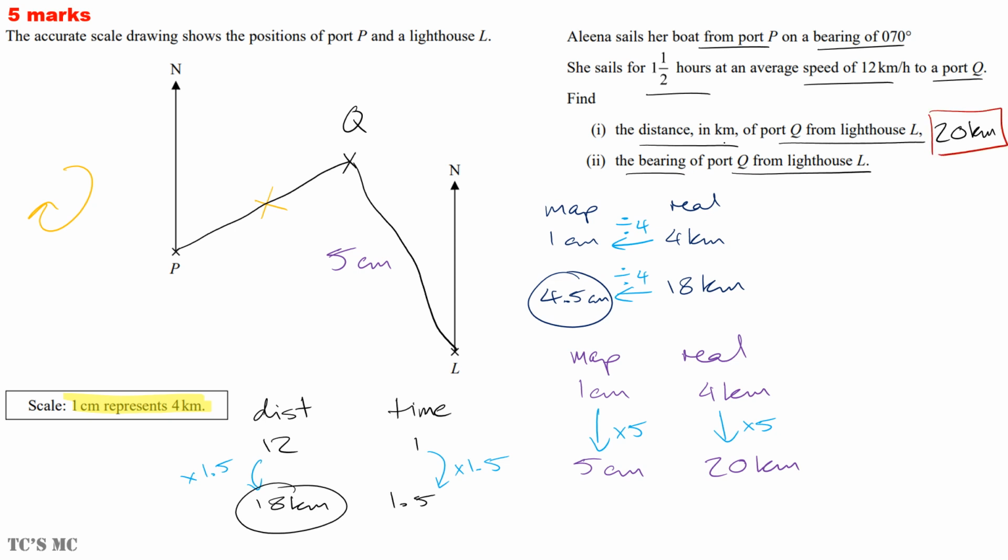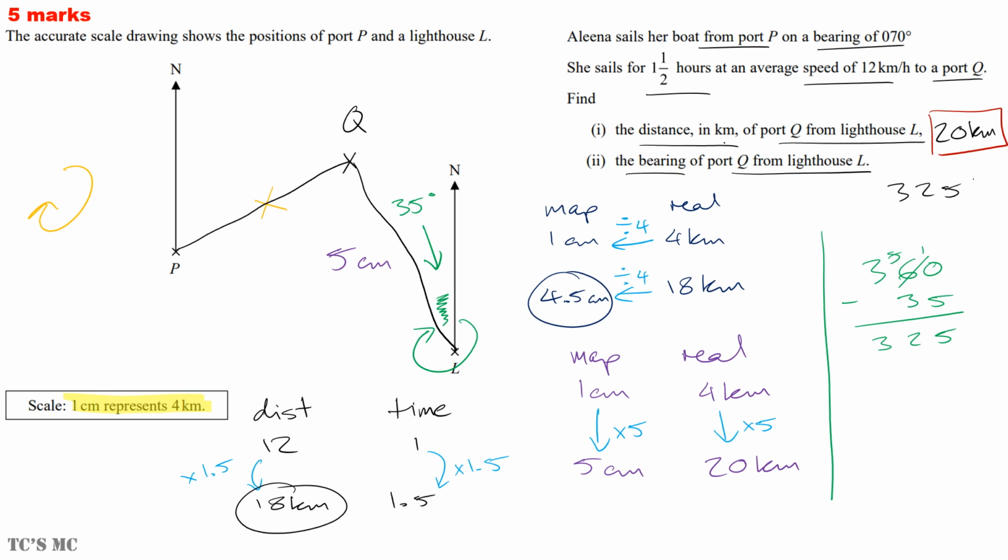For the bearing, remember, bearings are always measured clockwise from north. However, in this instance, I don't have a protractor that can measure a reflex angle, so I am going to measure this angle over here. When I do that, I get 35 degrees. So to work out the bearing, I am going to do 360 subtract 35 degrees. So 325 degrees for the bearing, and that is also our 5th mark.